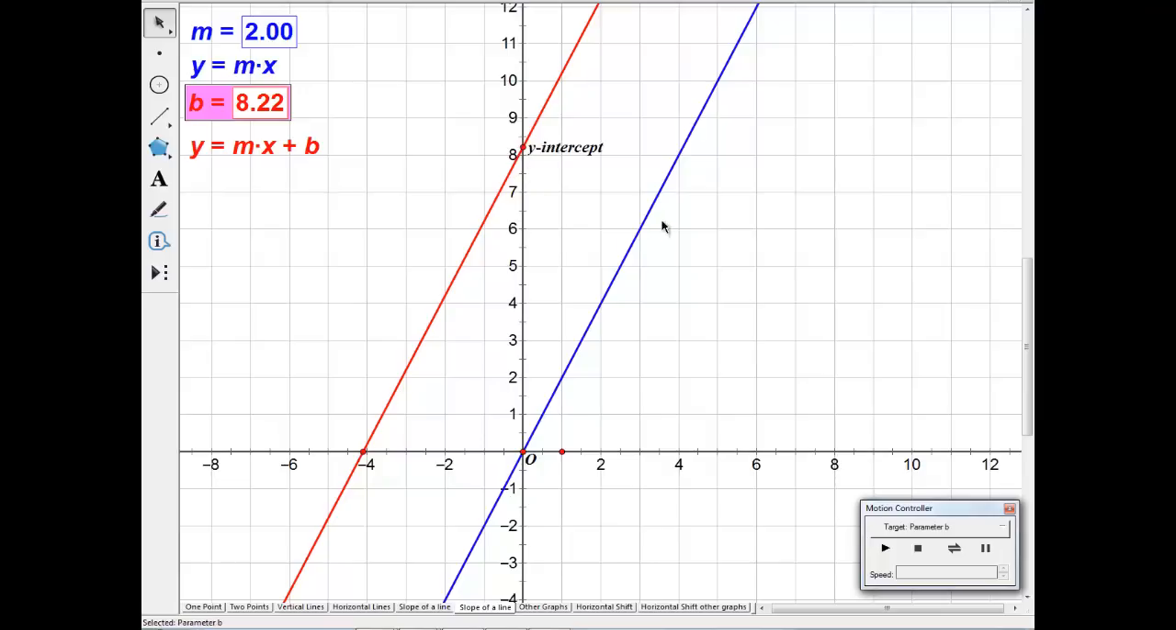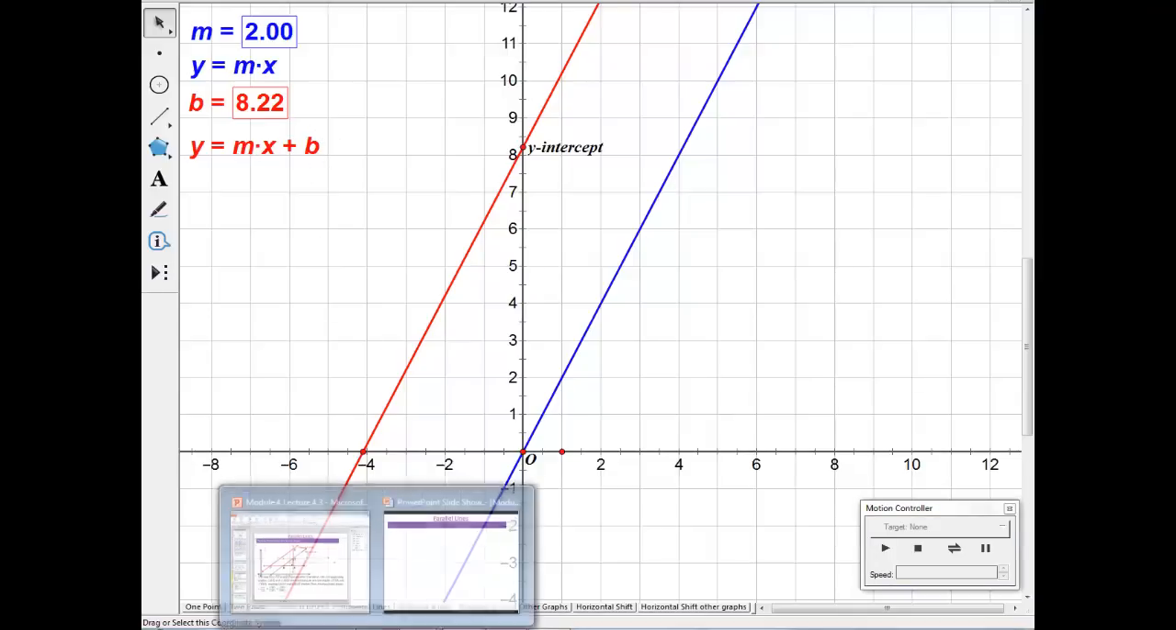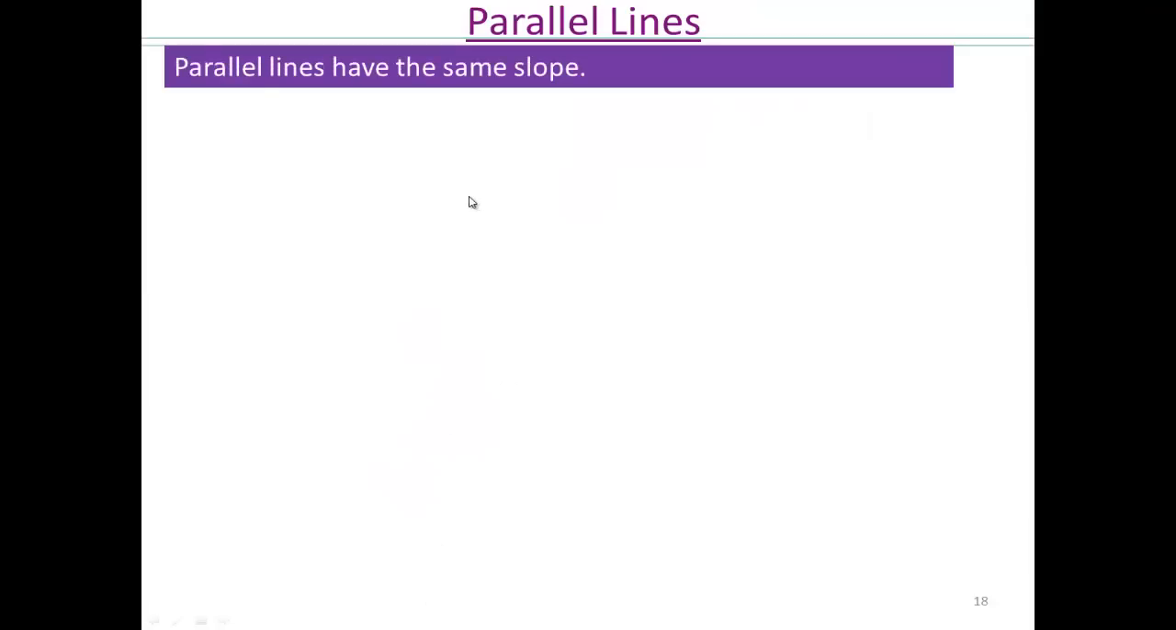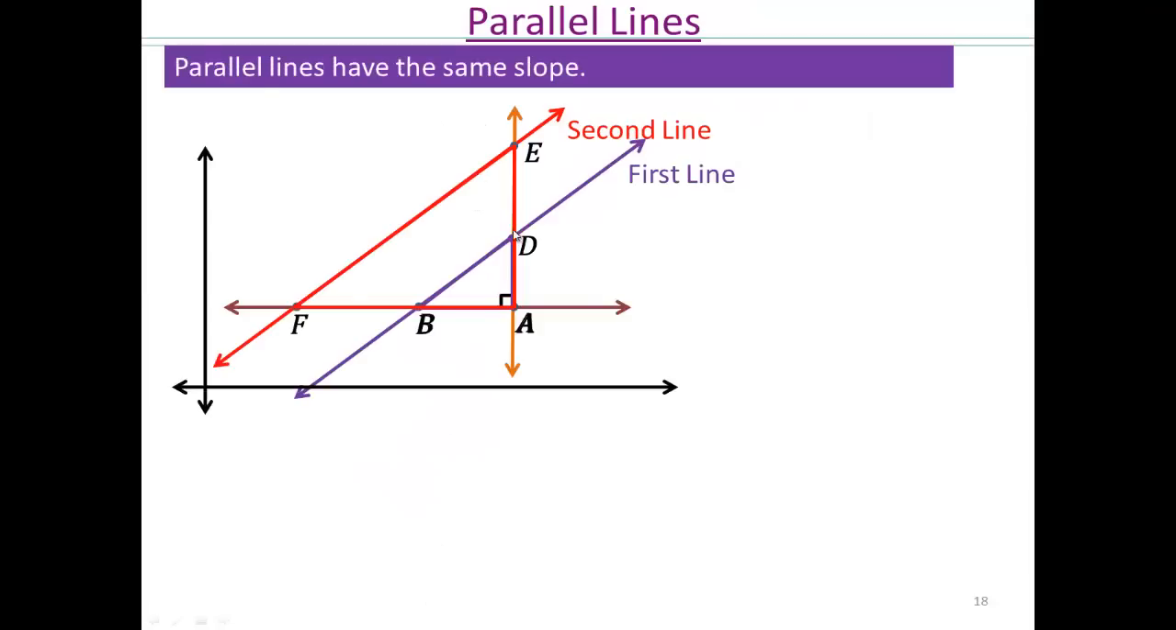So two lines have the same slope, which means they're parallel. If they're parallel lines, they have the same slope. And y equals mx plus b gives you the equation of the line with slope m and y-intercept of b. So let's take a look again at why the slope of parallel lines is the same.